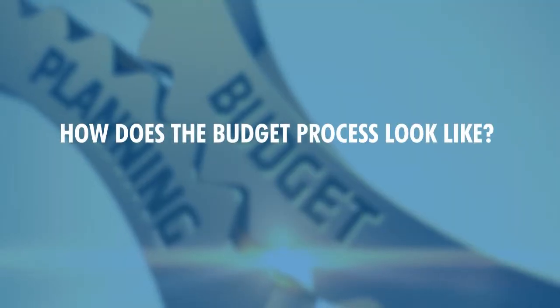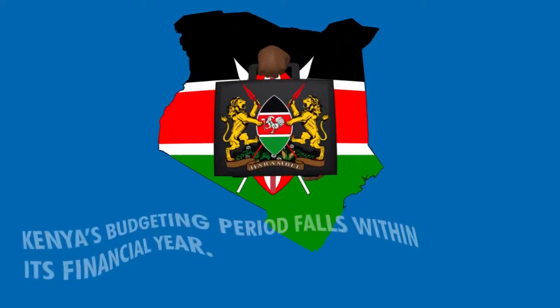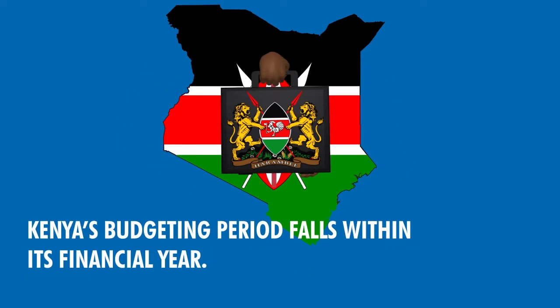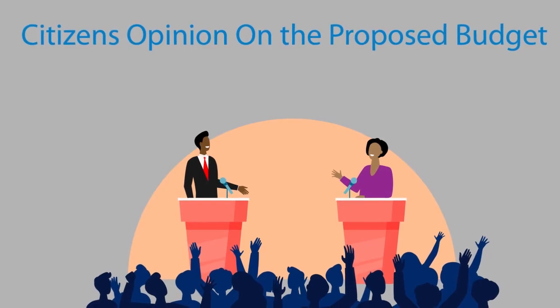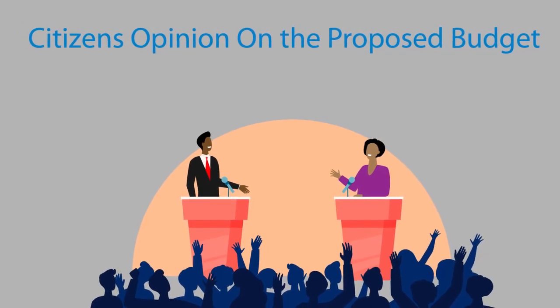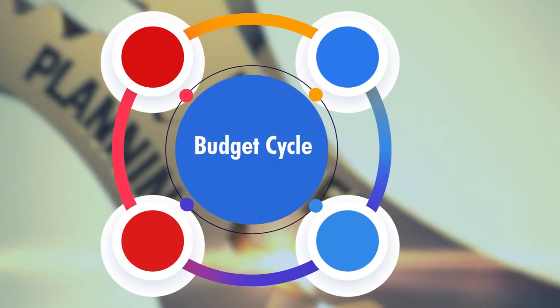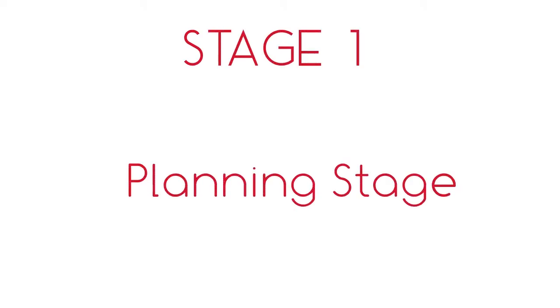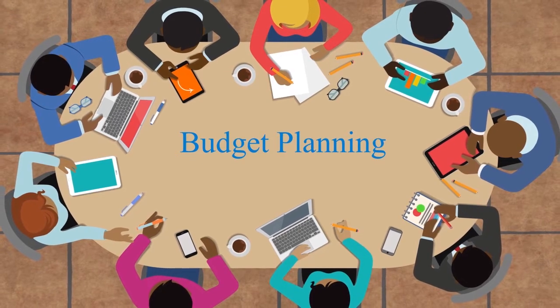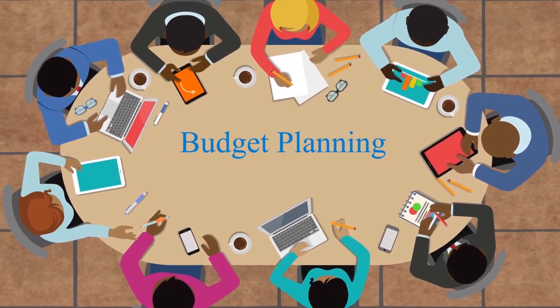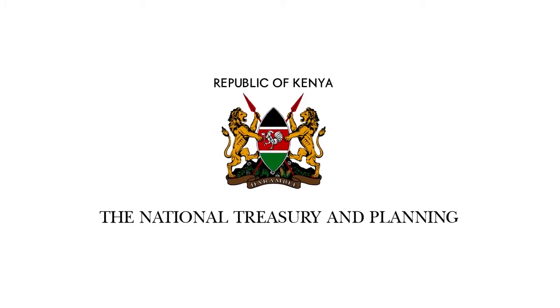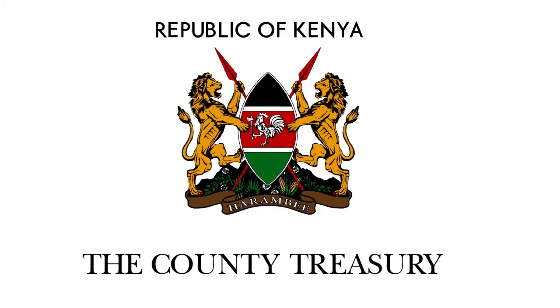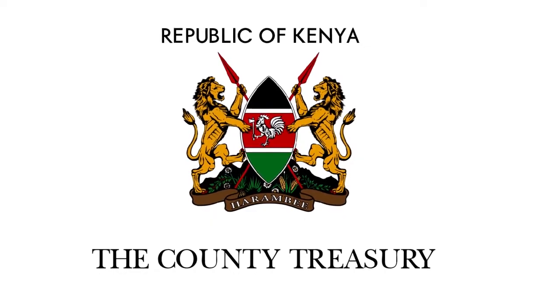What does the budget process look like? Kenya's budgeting period falls within its financial year. In order for citizens to participate effectively in the budget-making process, they must understand the budget cycle. It contains 4 major stages. The first stage is the formulation stage, also known as the planning stage. In this stage, the government identifies its spending priorities and budget estimates. This is conducted by the executive arm of government, both at national and county level.